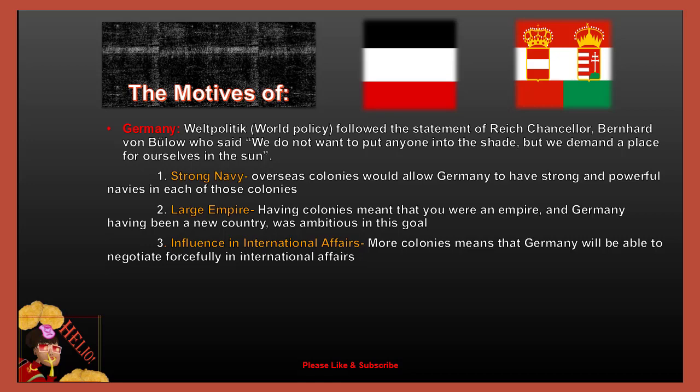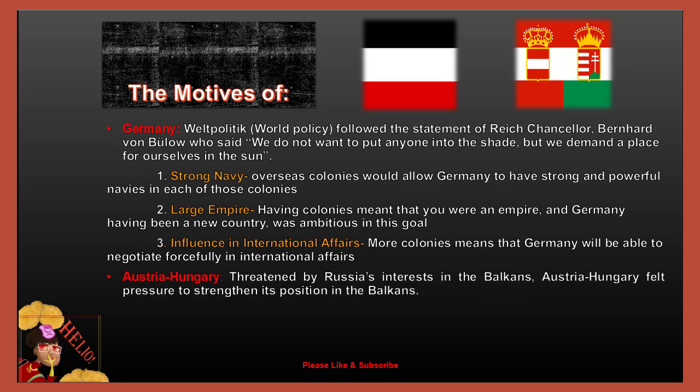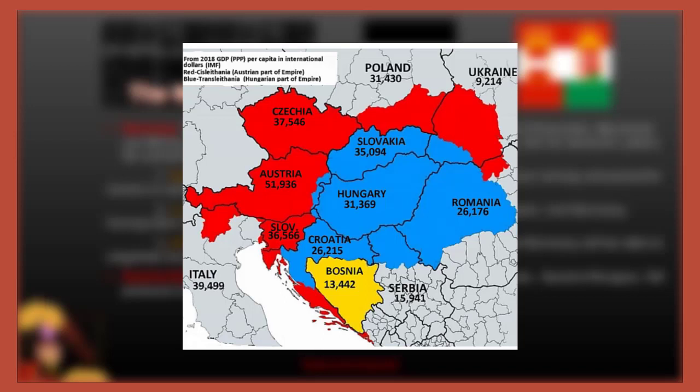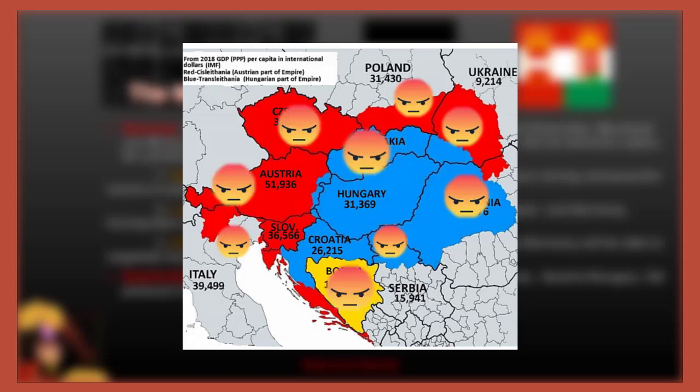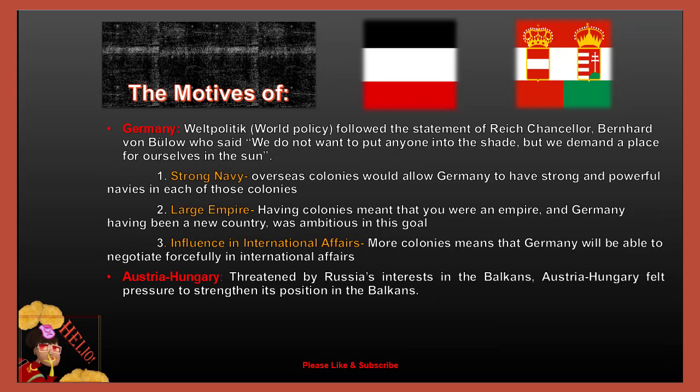Next up, we have Austria-Hungary's motives. Now, Austria-Hungary already had an empire because it had 11 different nationalities. However, it was struggling to maintain all of them because Italians didn't like them, Serbians didn't like them, Russians in there didn't like them. These nationalities did not like Austria-Hungary. So it already had an empire. However, it wanted a little bit more because it was threatened by Russia's interest in the Balkans, which we'll talk about later.